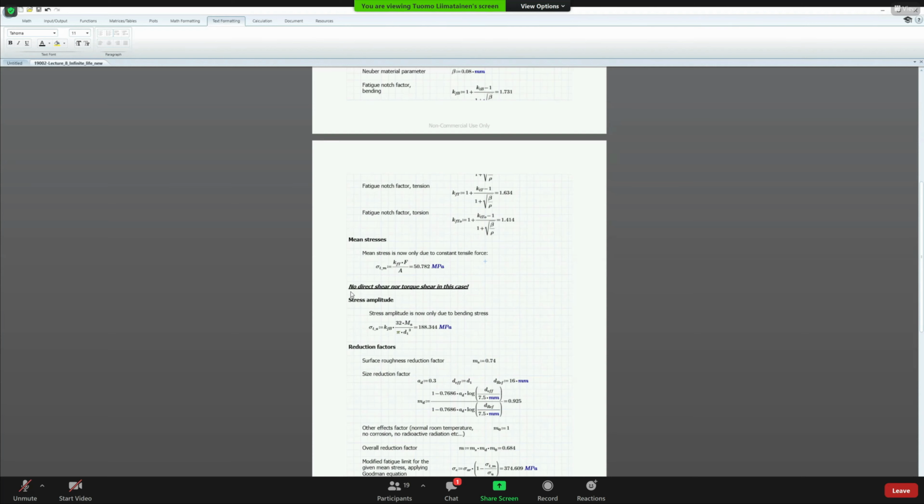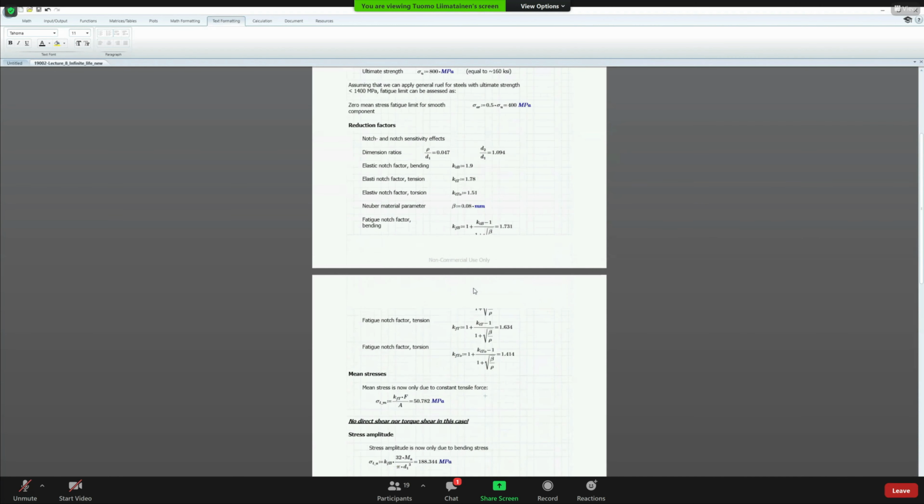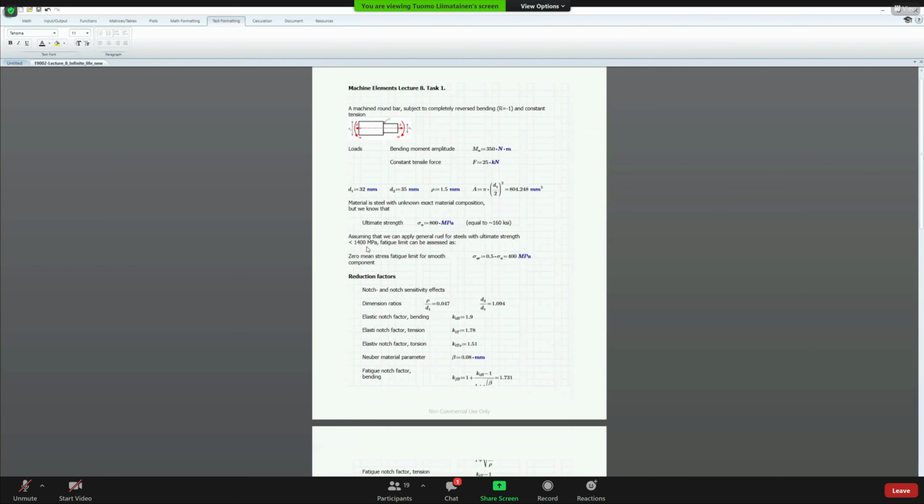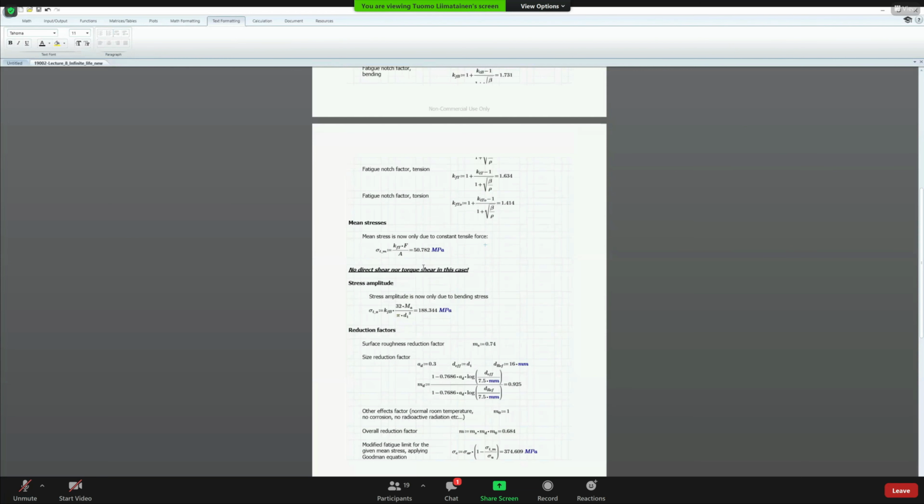And we don't have direct shear nor torque shear in this case because we were only having bending, pure bending, and pure tensile force. But of course, if the loading would be different, there could be shear force as well if we had torque, and if we would have vertical forces acting, it would mean that we would also have direct force, direct stress.